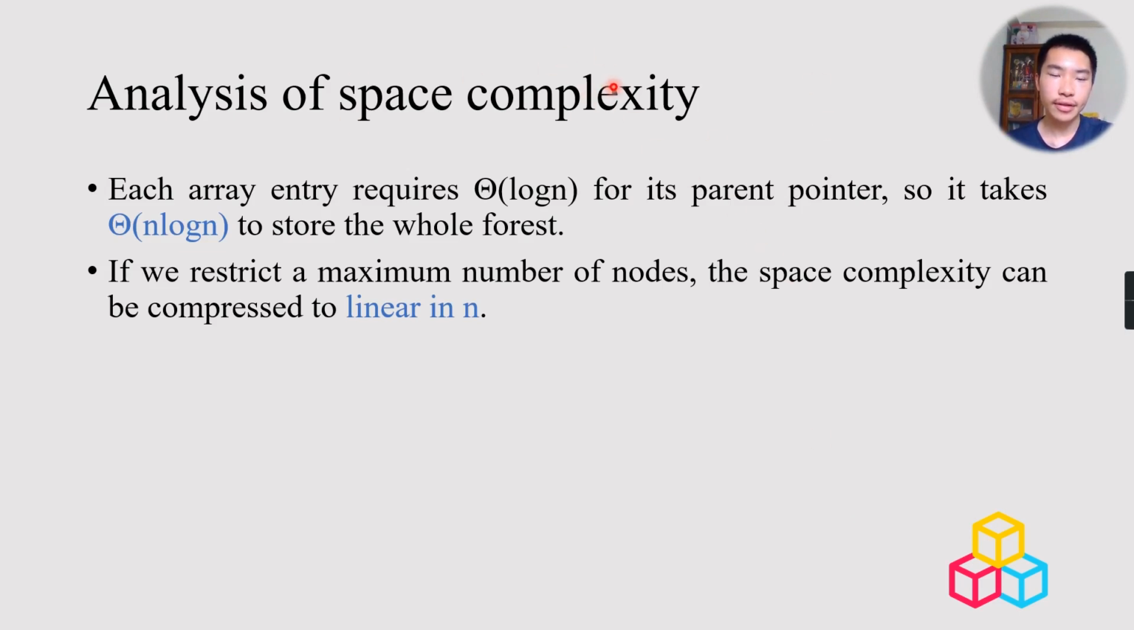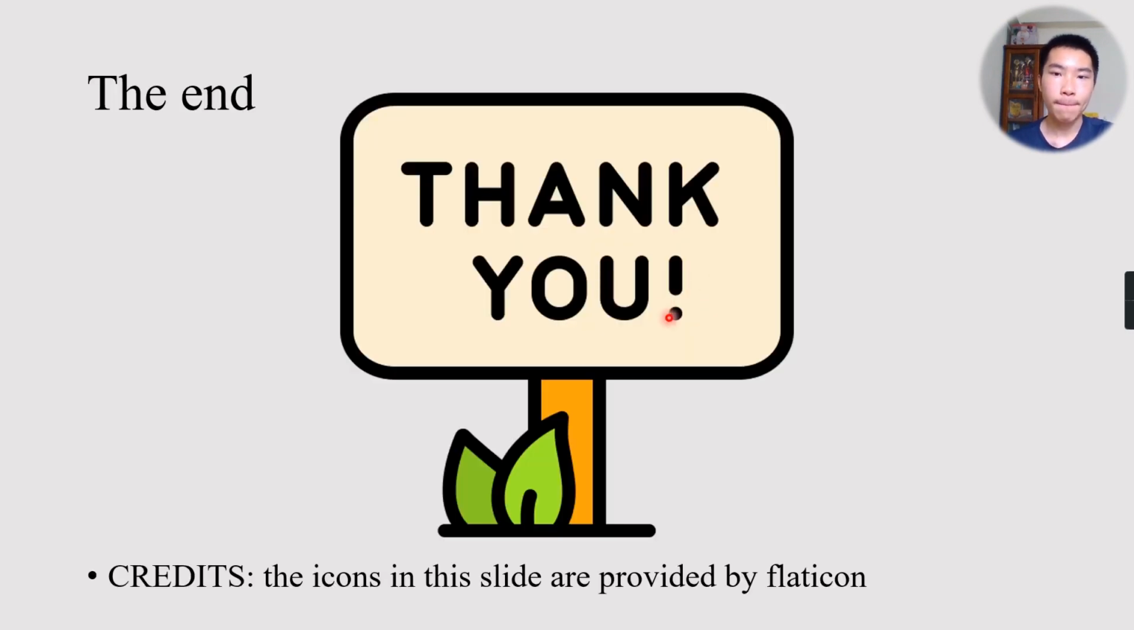About space complexity, because each entry requires log n for its parent pointer, it takes n log n to store the whole forest. But if we restrict a maximum number of nodes, the space complexity can actually be compressed to linear in n. And this is the introduction of the data structure disjoint sets.